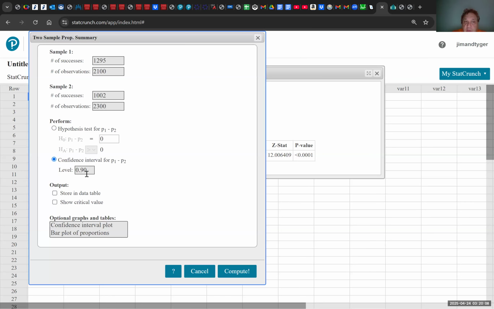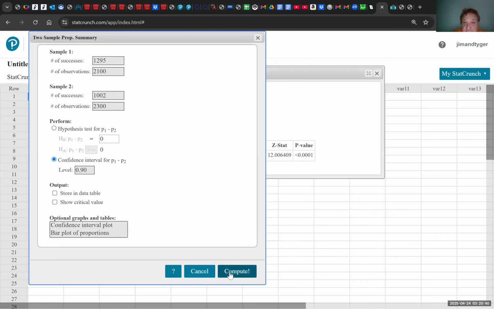Now, notice I put in 0.90, and that's because we're doing a confidence interval, but it's only a one-sided test. So we have to double the alpha. So 5% doubled is 10%. And so 100% minus 10% is 90%. So that's what you have to do for a one-sided test. When you have a one-sided relationship, you have to double the alpha to find the confidence level.